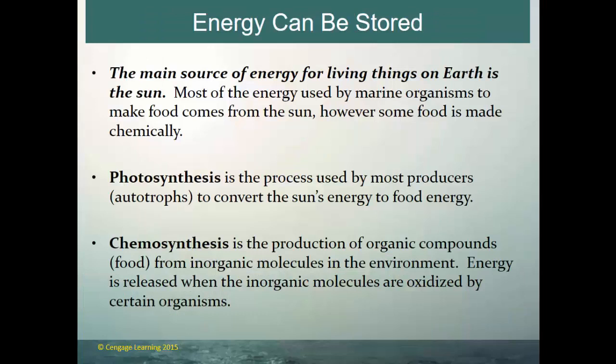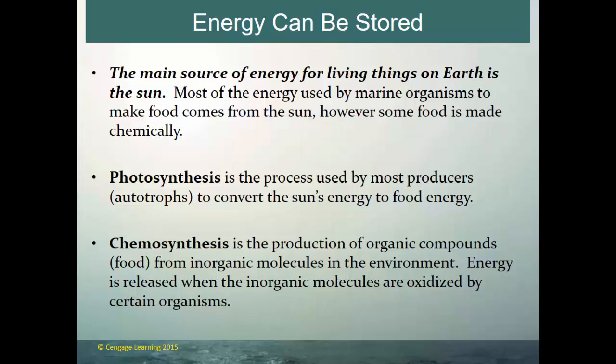How do all these 6 kingdoms move energy and mass through the system? Well, the main source of energy for all living things on Earth is going to be the sun. Most of the energy used by marine organisms to make food comes from the sun. However, some food is made chemically. So you have 2 different ways of making food in the ocean, specifically photosynthesis and chemosynthesis.